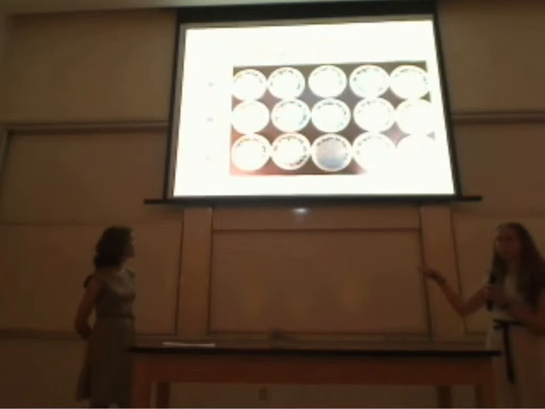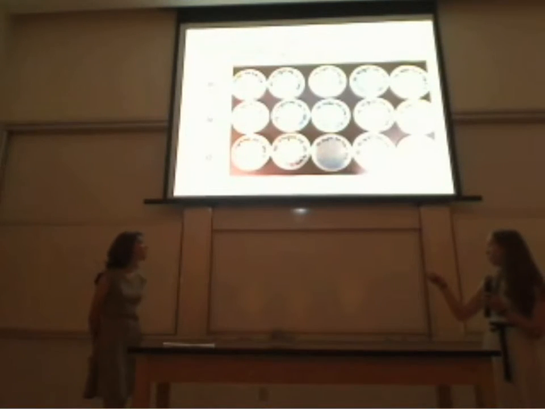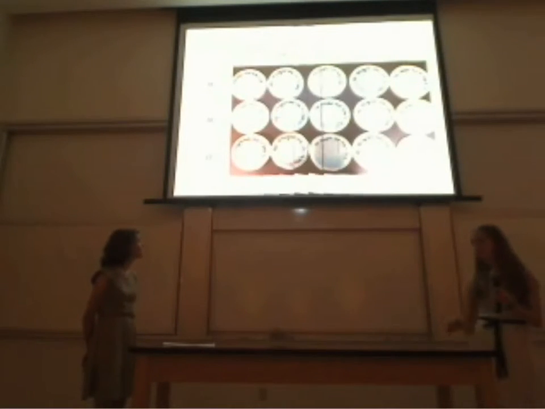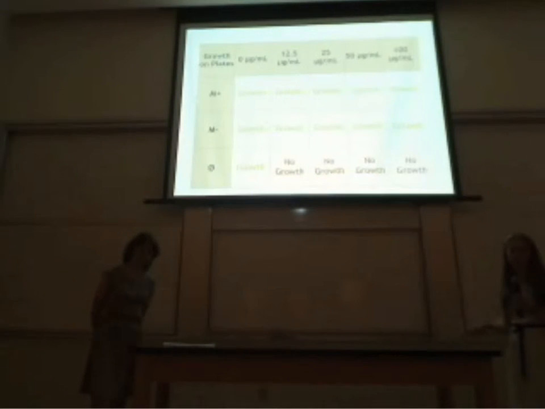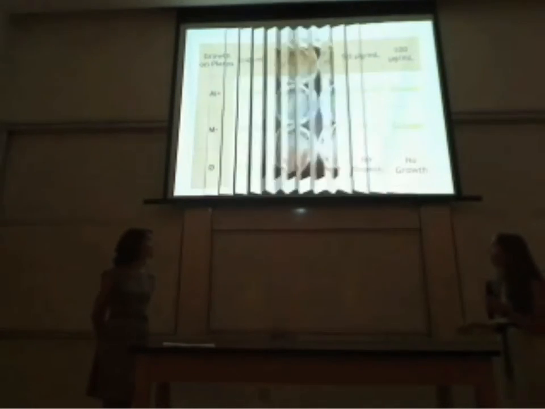If you look at the bottom row, these are the control group with no plasmid in them. They only grew on the plate with no ampicillin in it. They did not grow at all on any of these. And here's a simplified chart of that showing where bacteria grew and where bacteria did not grow.